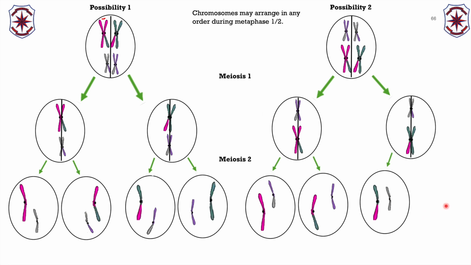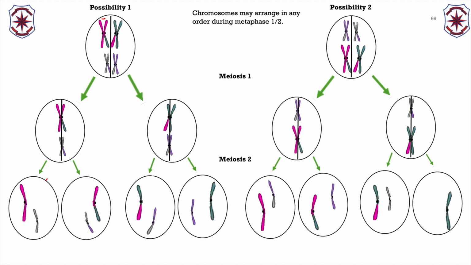So when you analyze all these daughter cells, all of them have different combinations of chromosomes containing different combinations of genetic material. Where did it all start? It all started because the way in which the chromosomes aligned themselves in metaphase 1 and in metaphase 2 was random. Okay, guys?